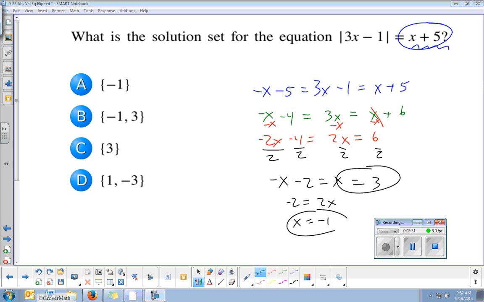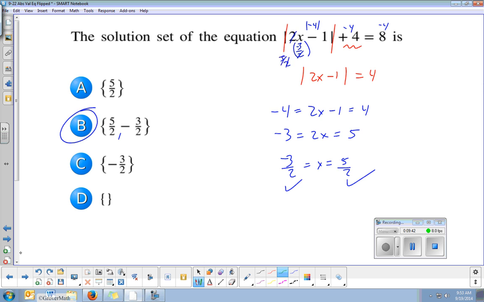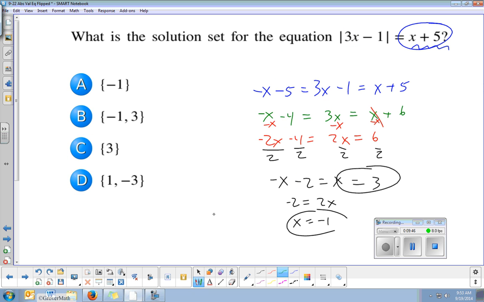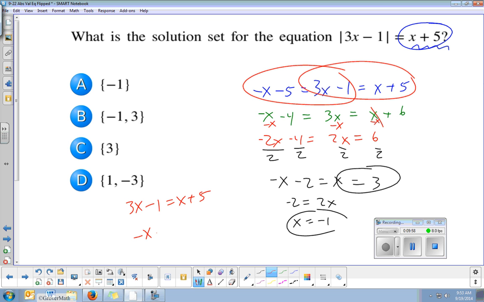Another option for when it gets complicated, instead of doing this all in one piece, is to separate it. I do feel it's really not that difficult when you're just dealing with numbers on both sides, but when you're dealing with expressions on both sides, another option would have been to completely split it up and just solve this equation as 3x minus 1 equals x plus 5, and then separately solve this equation, negative x minus 5 equals 3x minus 1. So you don't have to do them all in a row, but it is an option.